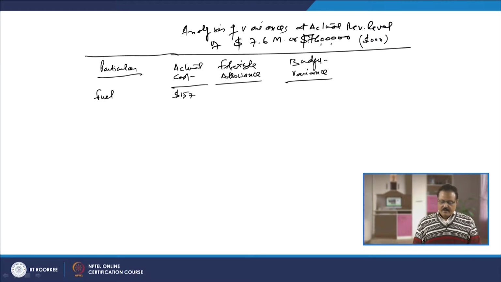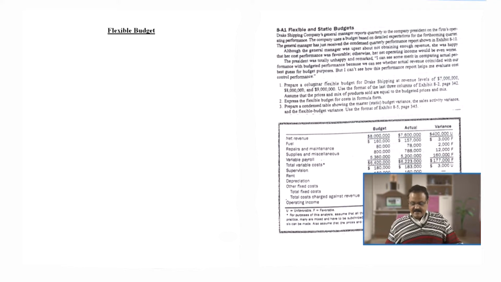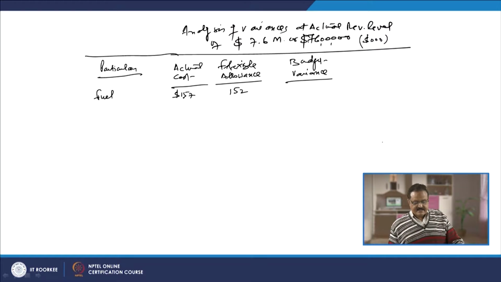So, actual is $157,000 worth of dollars, and flexible allowance was how much? What should have been the cost? $152,000. It means we are proportionately reducing it. For example, if it is given here that for 8 million worth of revenue the fuel cost is $160,000, then how much should it be for the revenue level of 7.6 million? So, expected cost in proportion to the reduction in revenue was $152,000. Actually, we have paid $157,000. So, the budget variance is 5, and this variance is unfavorable, right.